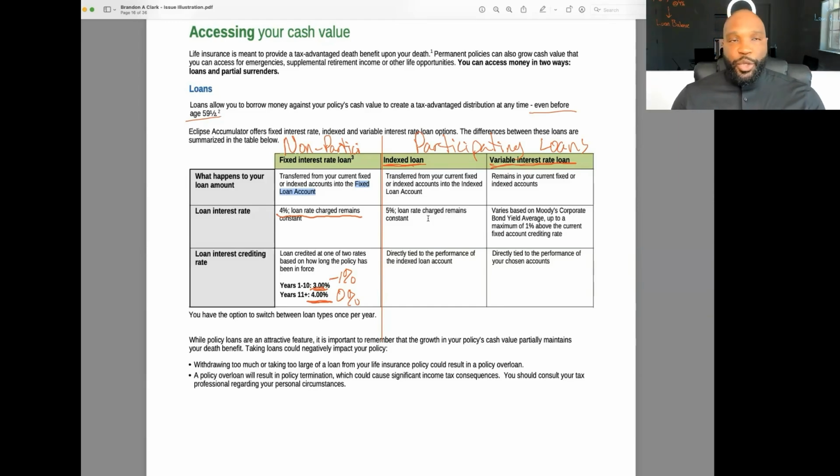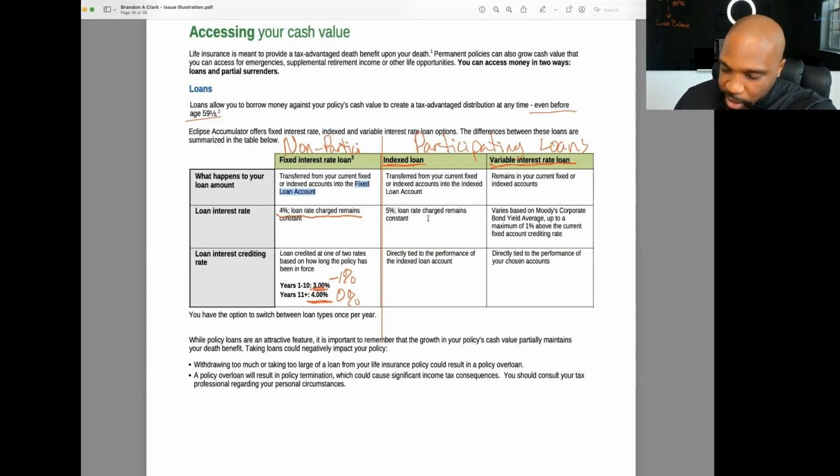In your IUL, you can either choose a guaranteed fixed return for the year, usually 4%, or you can choose index returns for the year, which means you'll earn anywhere between 0 and 10% for the year. Or you can do a blend of both, meaning you can do half of your money in fixed and half in the index, and you just get whatever it returns. When you take an index loan, they're going to transfer the money from the current fixed or indexed allocation, and they're going to put it in an indexed loan account.